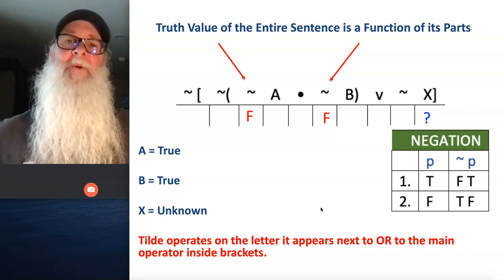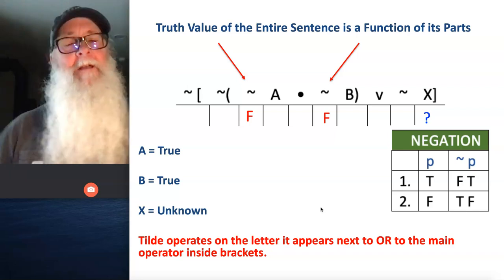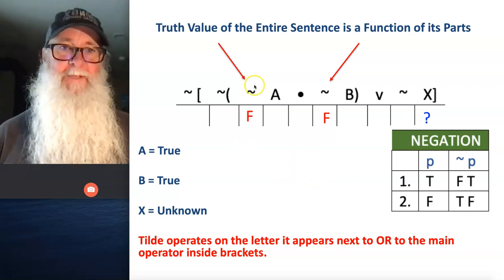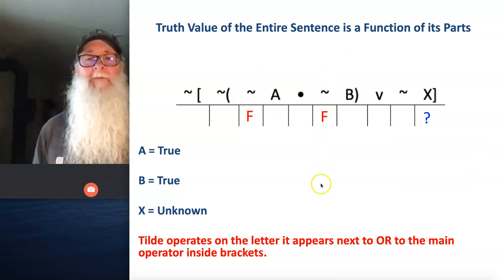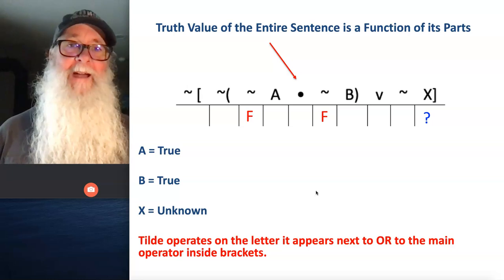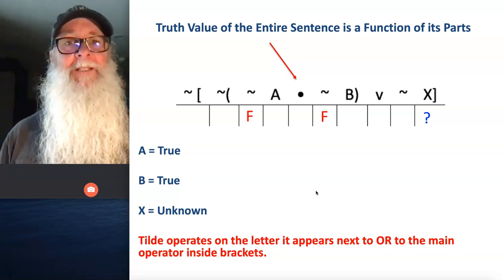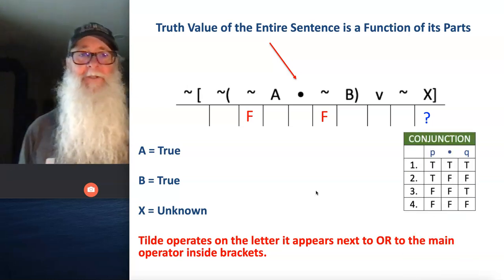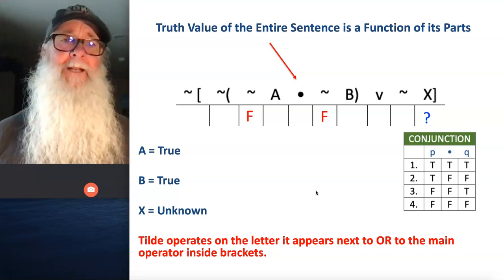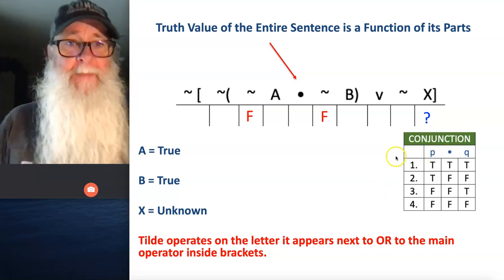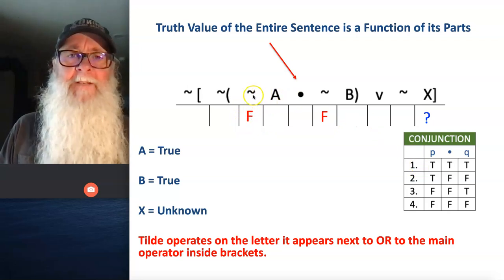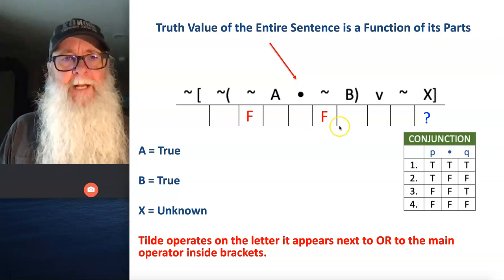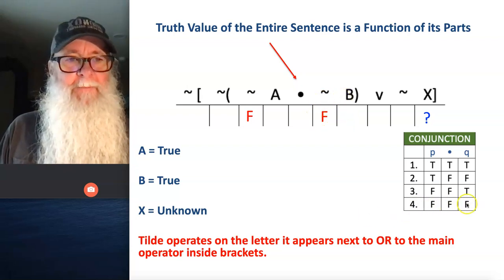And now I don't even have to worry about the truth values of A and B, because what is more relevant to me are the truth values of these tildes here, because it's the truth values of those tildes that's going to allow us to figure out the truth value for the dot. And the easiest way to figure out the truth value for the dot is to consult our handy-dandy conjunction graphic here. And we just find the line on which what appears on the left-hand side of the dot and on the right-hand side of the dot are both false. And that would be line 4 right here.